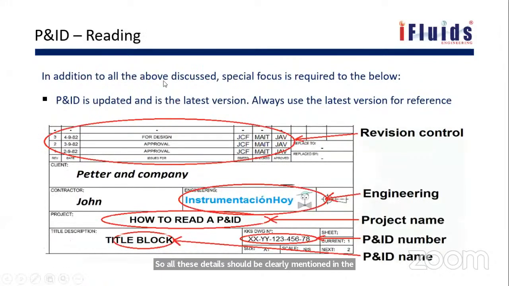So before reading any P&ID, this is the first part you should read in a P&ID. We should use only the latest revision. We should use only the final P&IDs for both engineering and operation. So this revision control is very important.